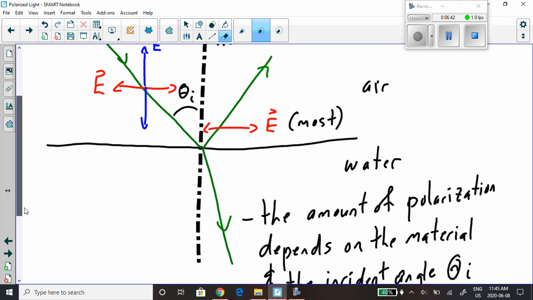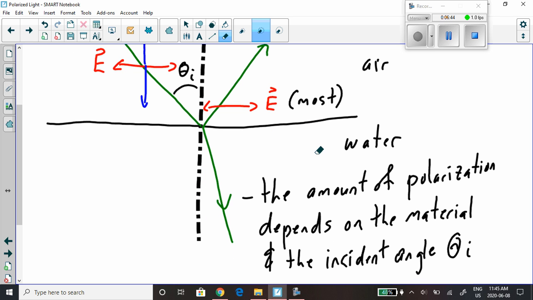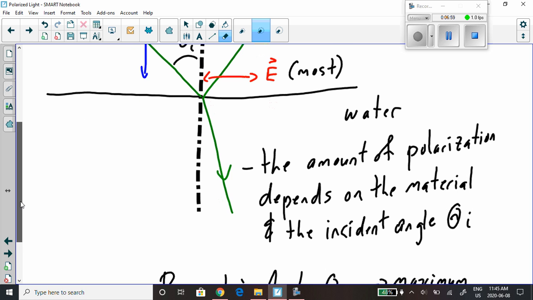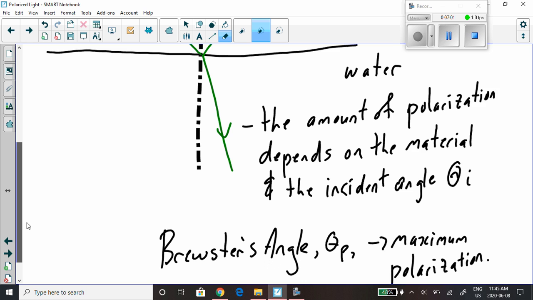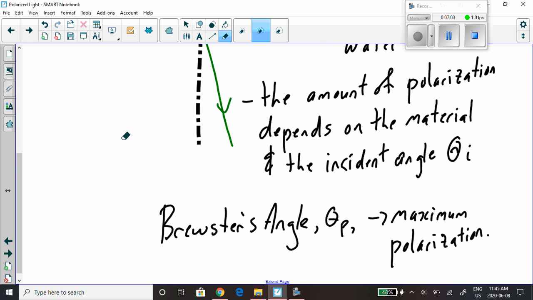All right. So the amount of polarization depends on the material. Is it air to water, air to snow, air to plastic? And it depends on the incident angle. I hope you saw that video. Now, the angle of incidence which produces maximum polarization is known as Brewster's angle. That's the person that did the investigation here. So there is an angle where you will get maximum polarization.